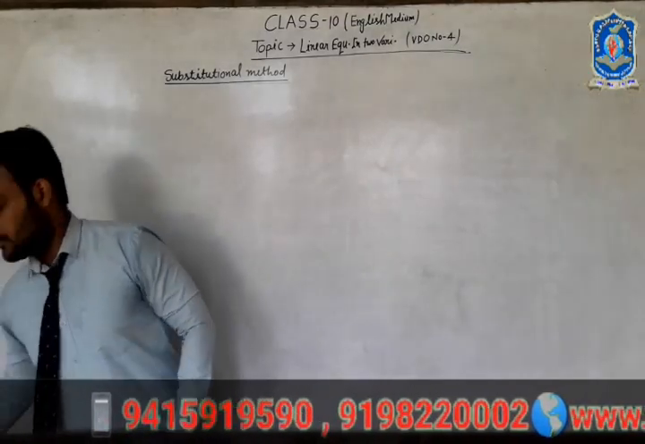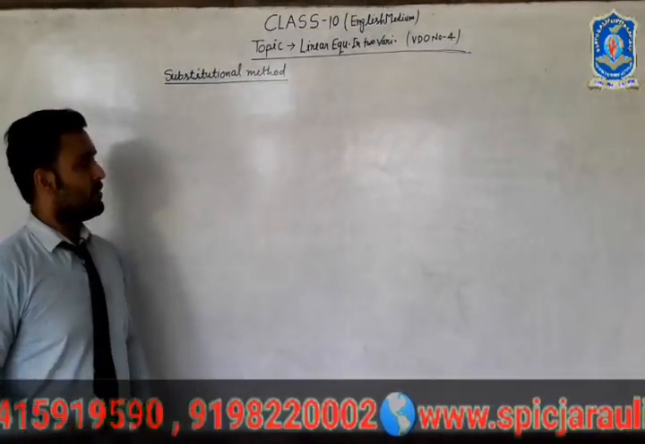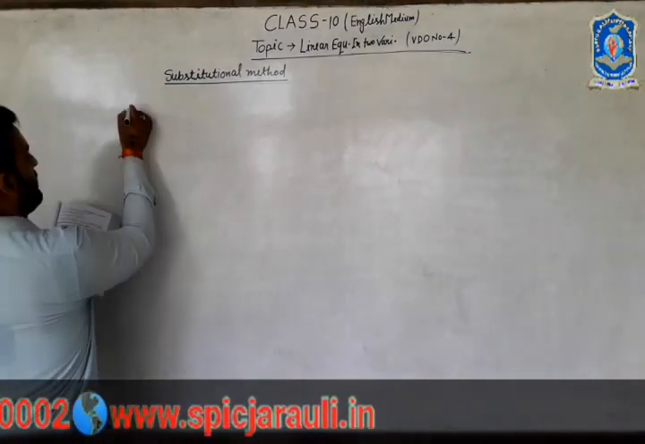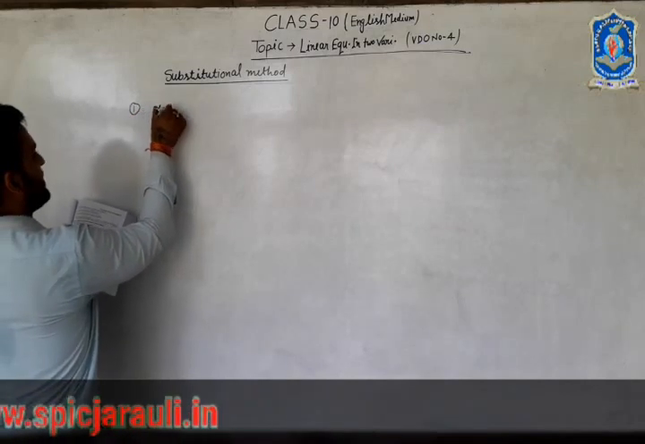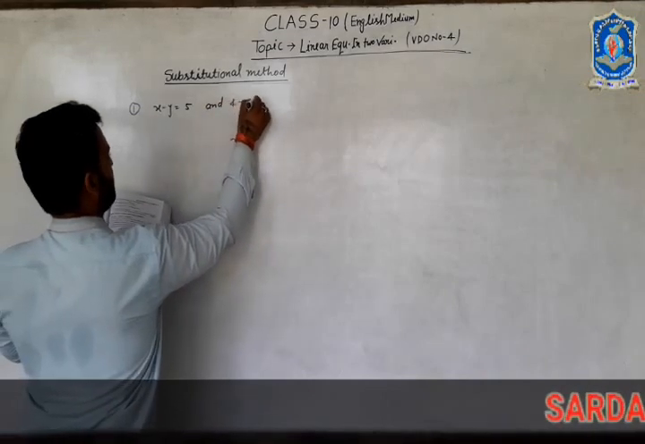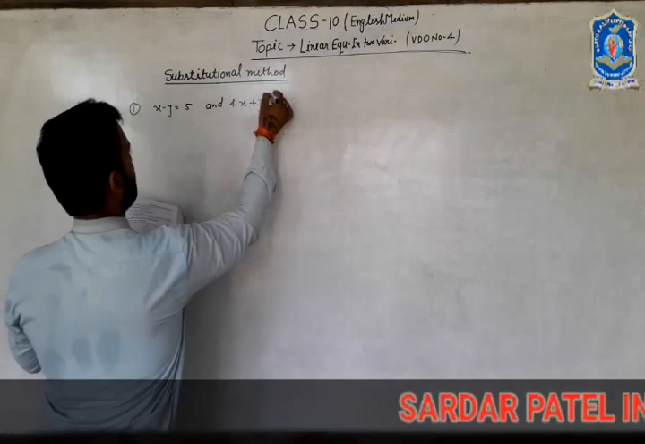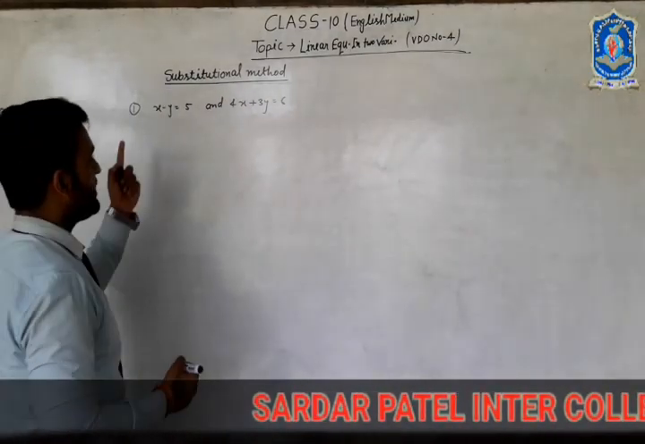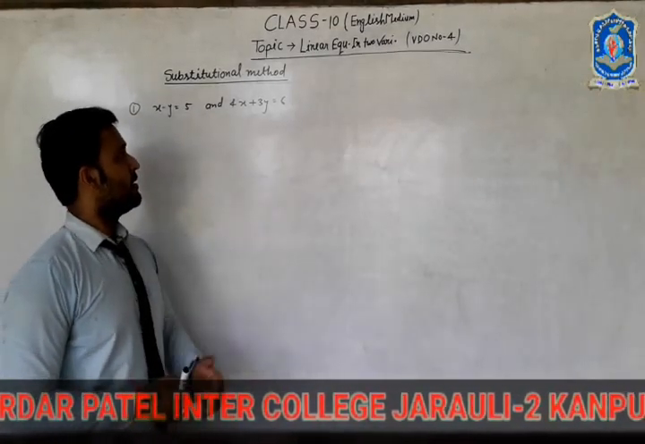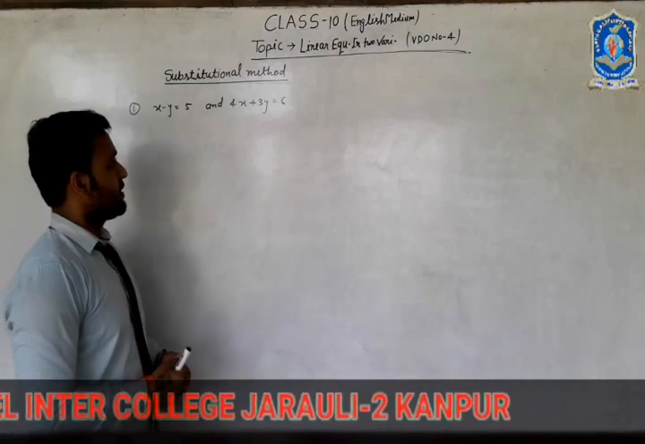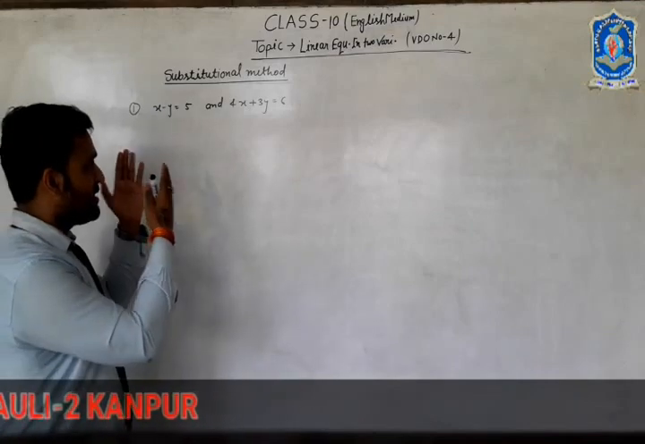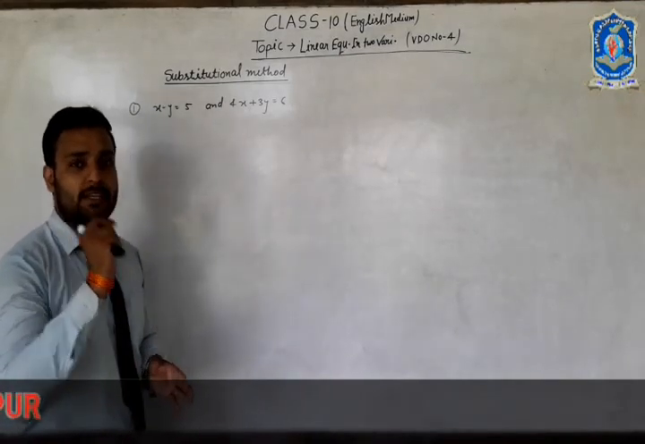Substitution method, and here is a question. x minus y is equal to 5 and 4x plus 3y is equal to 6. These are two simultaneous linear equations in two variables. In the substitution method, we solve these equations for x and y.